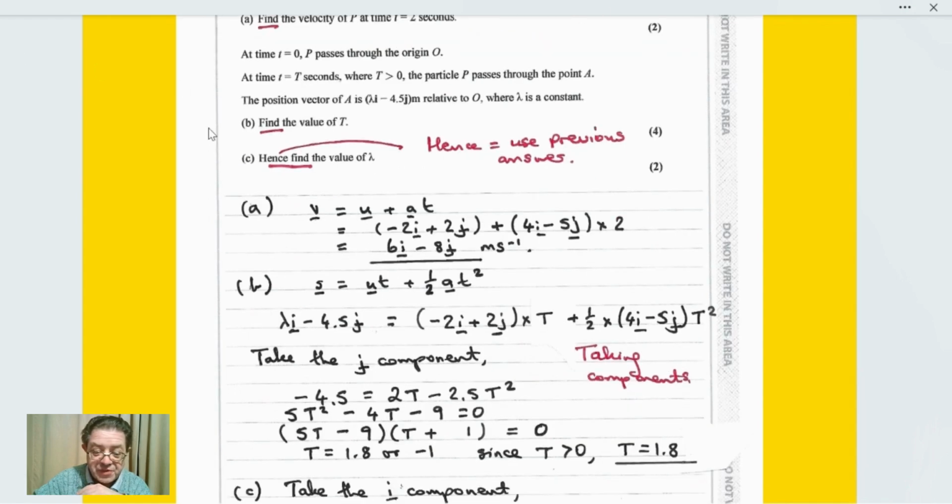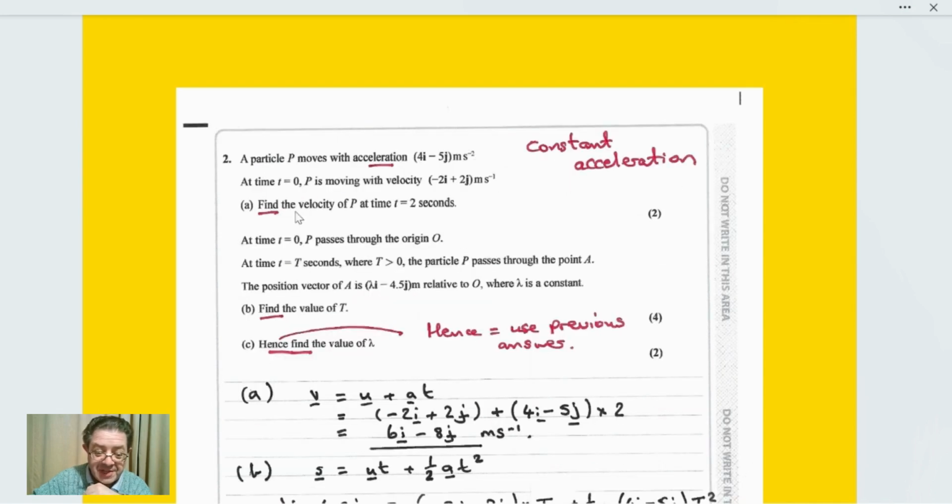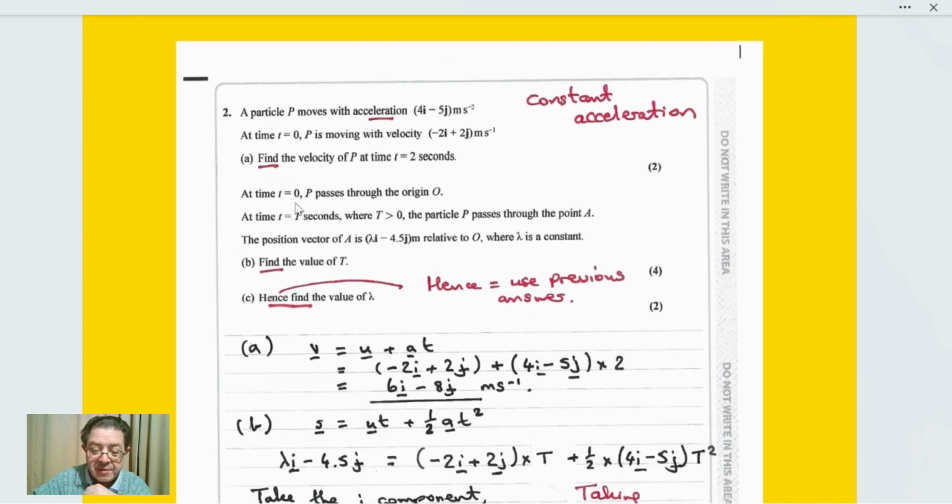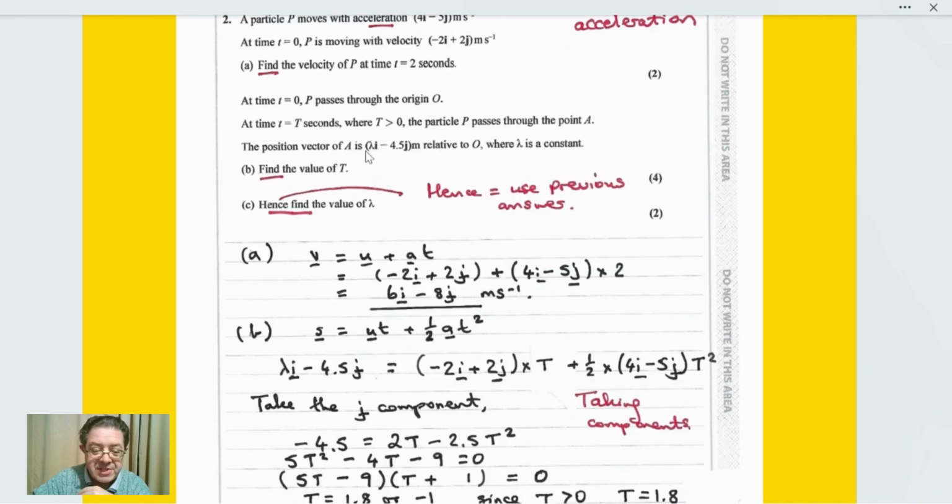The equation we want is that v equals u plus at. We're given the u value, we're given the a value and t, put those in, and we get the velocity being 6i minus 8j meters per second. Strictly speaking, we should be putting in the units because this is a velocity. We're then told that at time t is 0, P is passing through the origin. At time t equals big T seconds, the particle P passes through point A. We're given the position vector of A, and we're asked to find the T value.